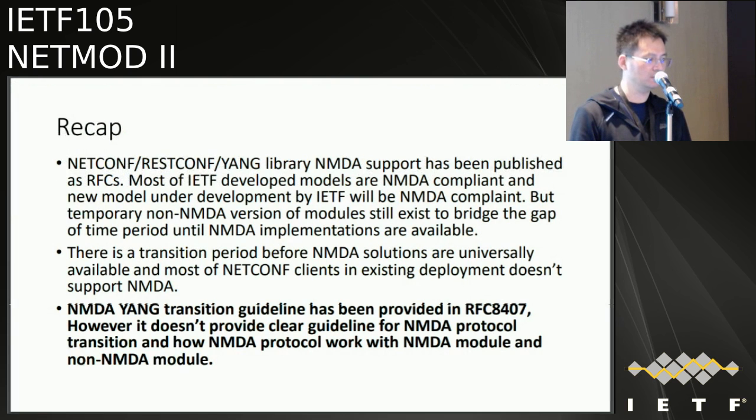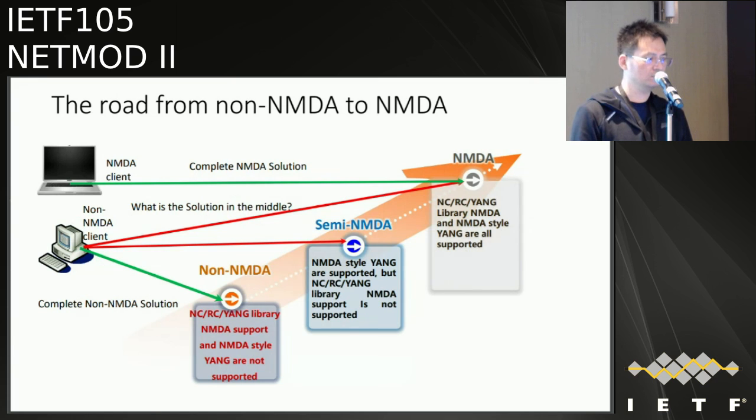We already discussed this on the mailing list, and also had offline discussion with several people. So here we give several options. We have a client; it can be an NMDA client or a non-NMDA client. For the device which supports NMDA, it could be an NMDA server and a non-NMDA server. But in between, we think maybe there's a case: the server only implements the NMDA mechanism, but doesn't support NMDA-combined YANG data models. Talking with some people, they think the semi-NMDA is very confusing. Maybe we can remove this semi-NMDA.